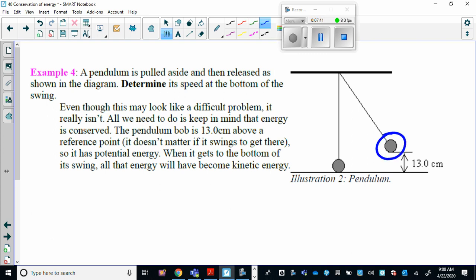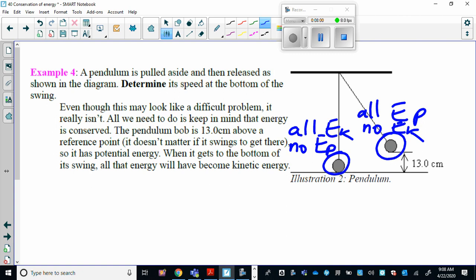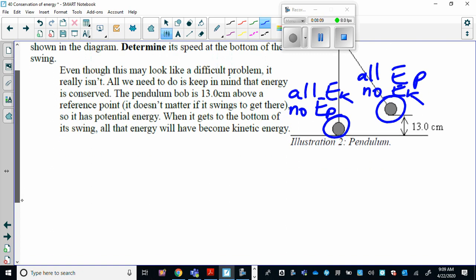At the top here, it is all potential energy, and no kinetic energy. Once it gets to the bottom, the reverse happens. It's all kinetic energy, and no potential energy. Once you've acknowledged that, then it's pretty straightforward. We're just going to do this one very quickly.